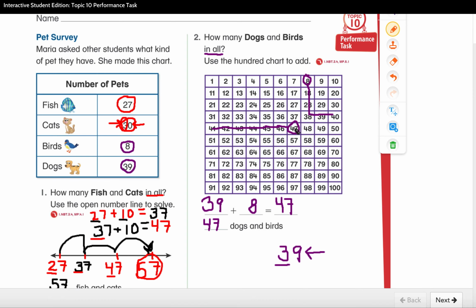As you can see, it doesn't matter which way you add, but I just showed you the simpler way first. Because when we started at the bigger number and added the smaller number, we didn't even have to worry about going down the columns at all. We just went straight across because we were just dealing with the 1s there. But if you want to start with the smaller number, if you want to do 8 plus 39, you're going to get the same answer. So it is really up to you in the end.